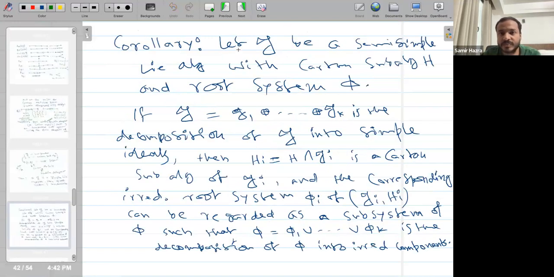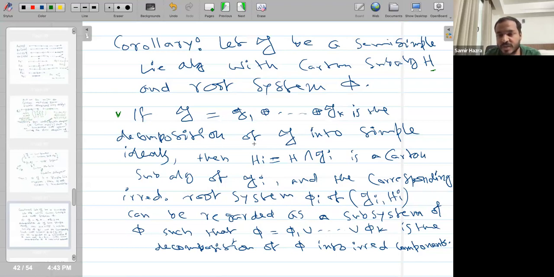And it has a corollary. Suppose G is not simple but semi-simple. If G is a semi-simple Lie algebra with Cartan subalgebra H, so you fix it, and you get the root system Phi out of H. We have also mentioned this result that if G is semi-simple, G is a direct sum of simple ideals. So suppose G is written in the form of a direct sum of simple ideals.